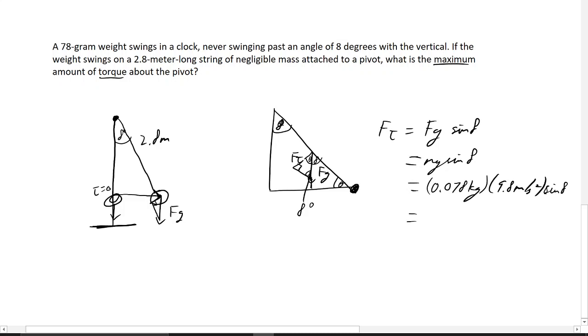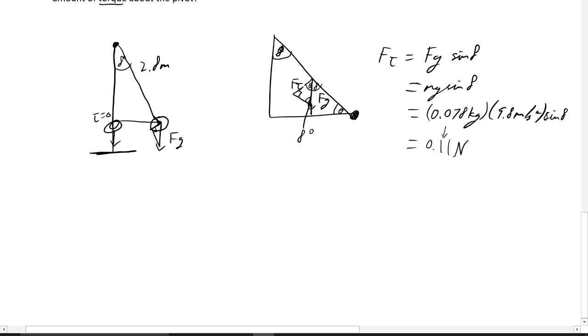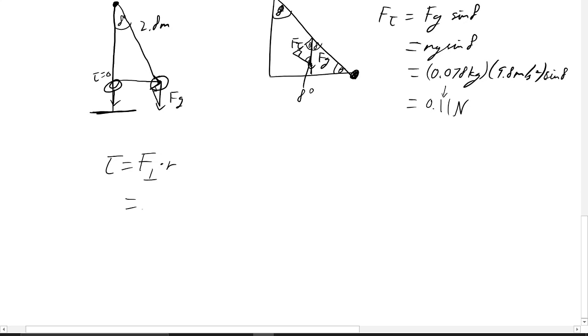Then from this, you should get 0.078 times 9.8 times sine 8. You should get a perpendicular force of 0.11 newtons, to 1 sig fig. Now to find the torque, we just multiply this force by the radius. So our force is 0.11 newtons times the radius, which is 2.8 meters, and that gives us 0.3 to 1 sig fig because of 8 degrees, and the unit is newton meters.